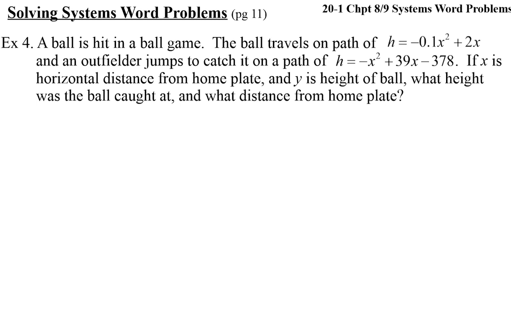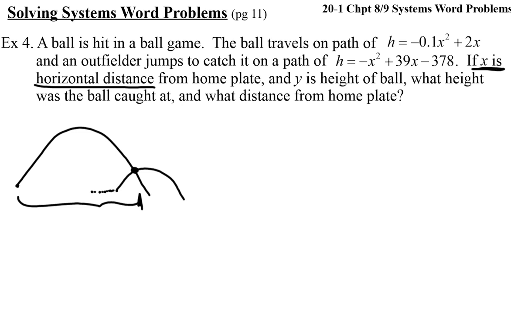So what this question is saying is the ball was hit from home plate and the ball traveled a trajectory that was a parabola. Well, the outfielder ran to get the ball, and at some point the outfielder jumped, caught the ball, and then landed. So we have two different parabolas, and at one point the two meet. Note that x is the horizontal distance. If x is the horizontal distance from home plate, this x value here is how far from home plate the ball was caught in a horizontal distance.